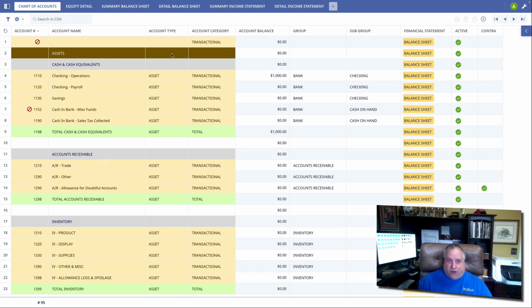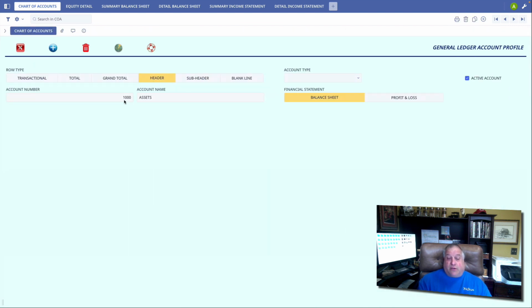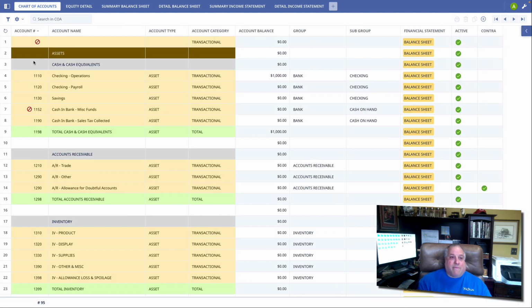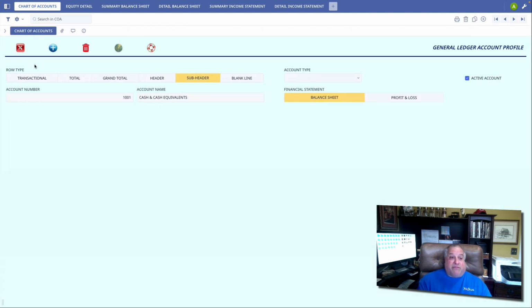Here's our grand total or grand section of assets. In gray, we have the subsections, cash and cash equivalents, accounts receivable, and inventory. Since we're not posting transactions to either the heading or subheading accounts, we don't need to see their account numbers. But if we click on it, we do know that there is an account number. It's the account number, for instance, account number 1000, that has the grand heading or the header account appearing before account 1001, the subheader or the section heading.